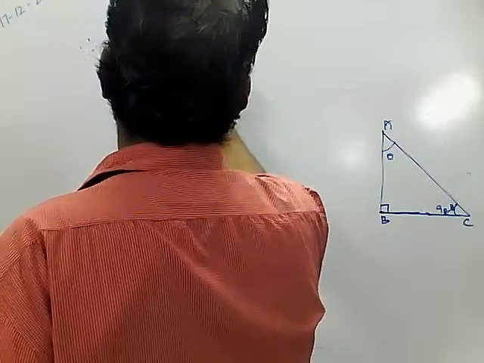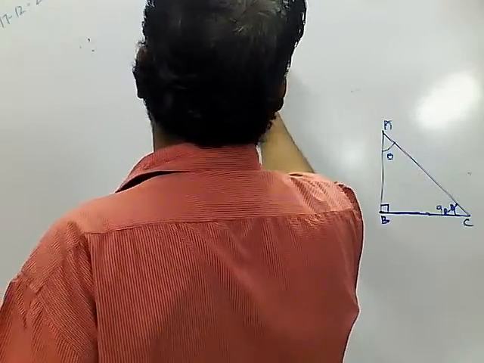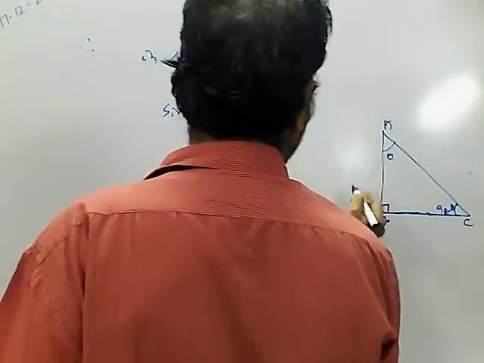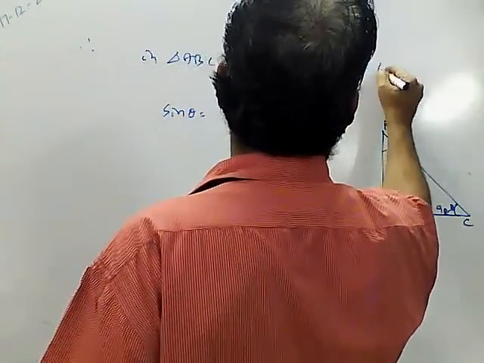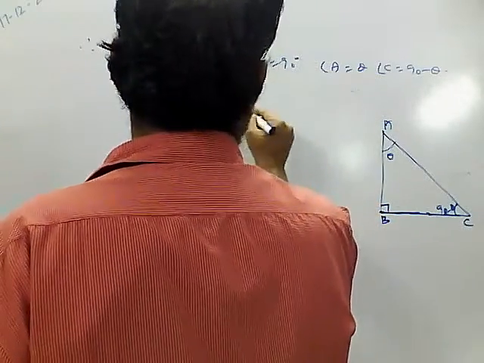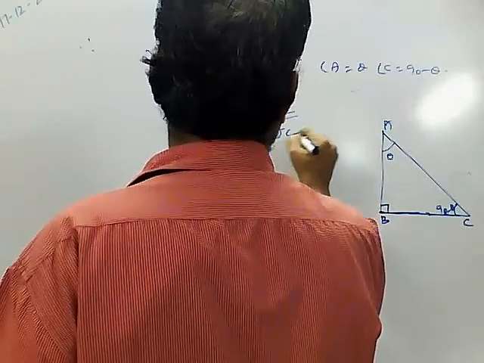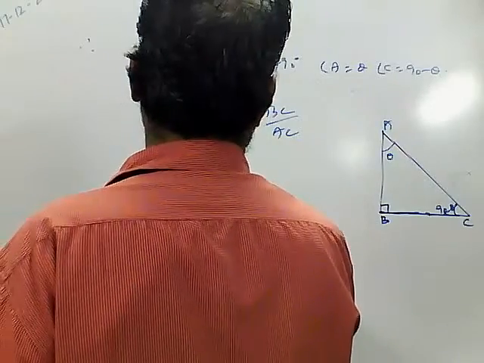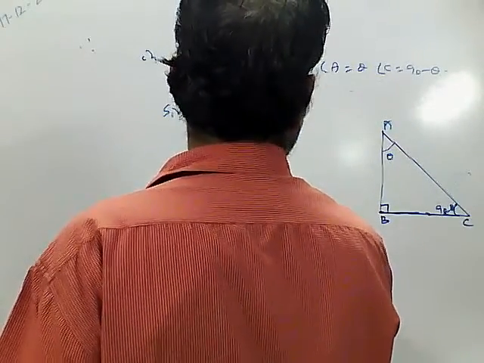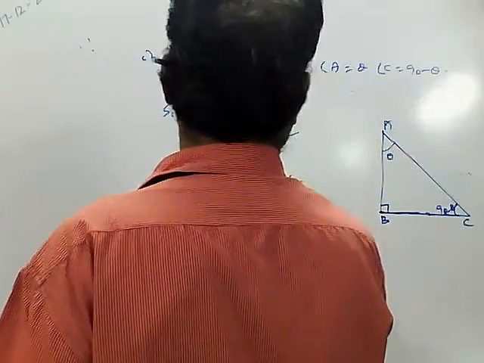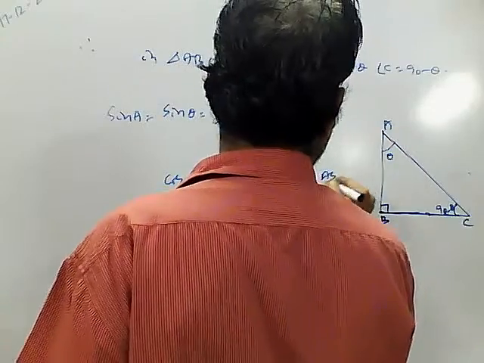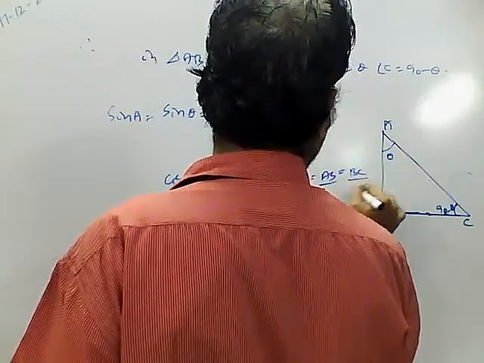Therefore, in triangle ABC, if angle B is equal to 90 degrees, angle A is equal to theta, and angle C is equal to 90 minus theta. Sin theta is equal to opposite side by hypotenuse, which is equal to BC by AC. Then cos of 90 minus theta is equal to cos C. Here sin A is equal to adjacent side by hypotenuse, which is equal to BC by AC.